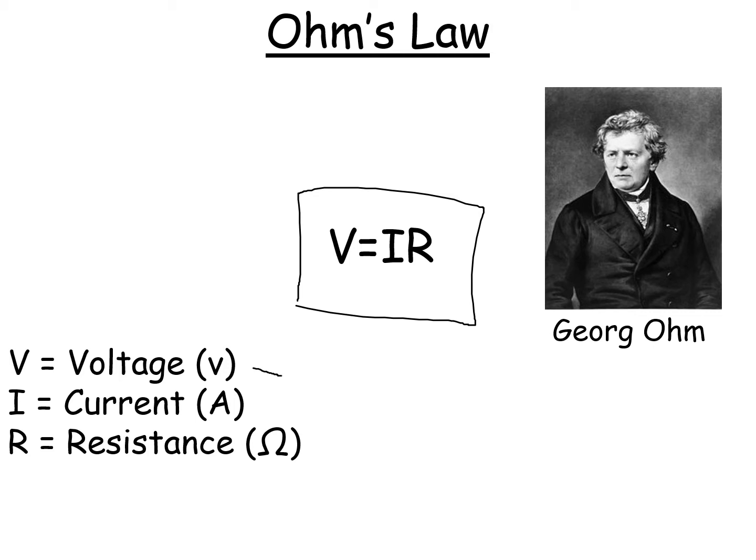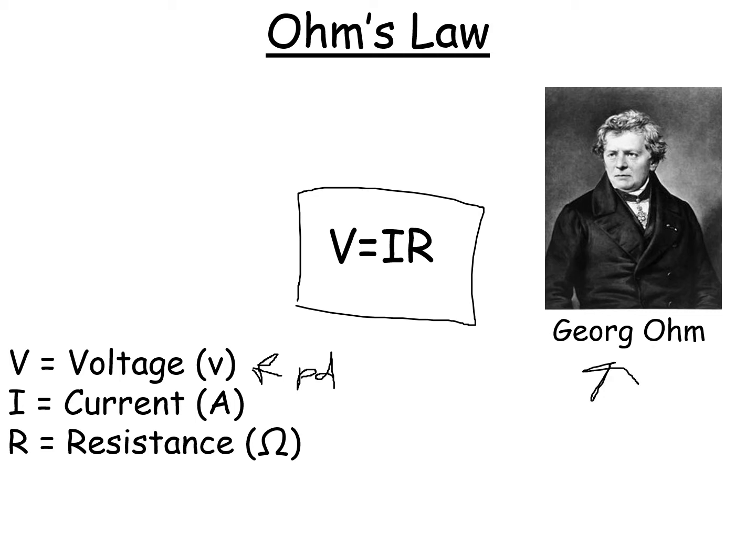I'm quite bad because I'm so used to using voltage, but the correct term is actually potential difference, or P.D. Okay, so let's try and stick to using potential difference. Current is in amps as always, and resistance is in ohms. And there's a wee picture of Georg Ohm, who invented this law.